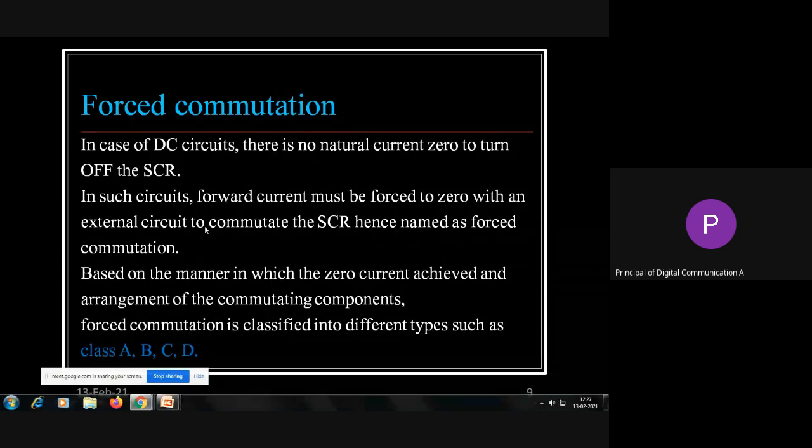So they have categorized it into class A, class B, class C and class D. So one by one we are supposed to check them out today. Okay. So first we will see the class A forced commutation of SCR.